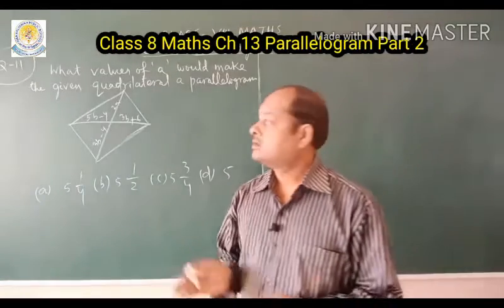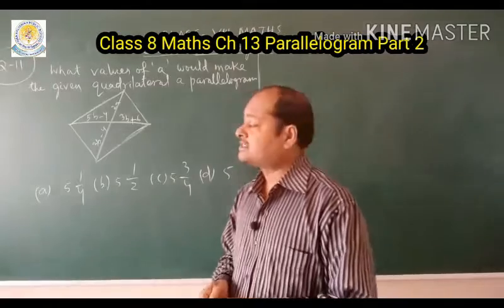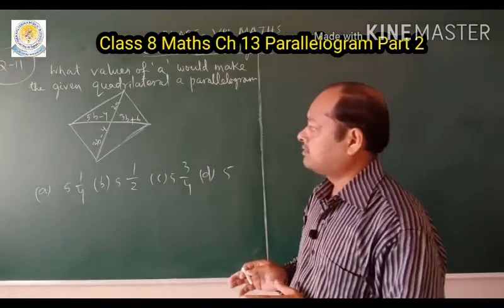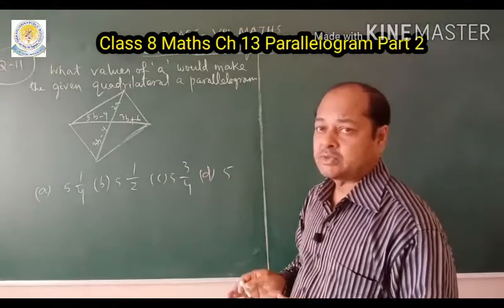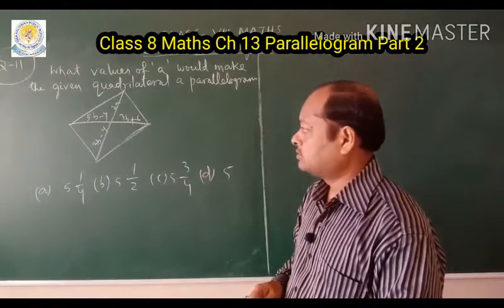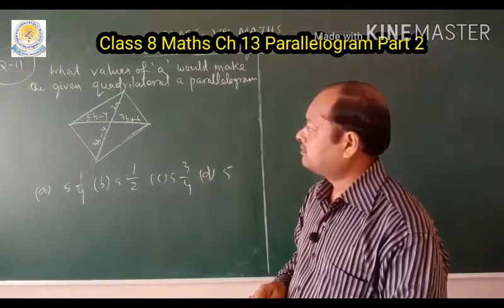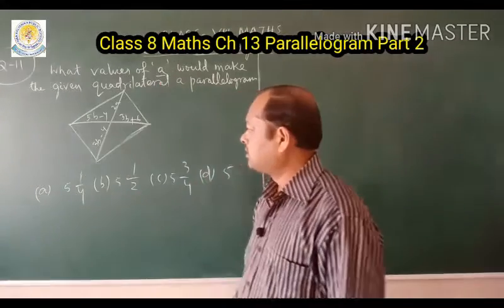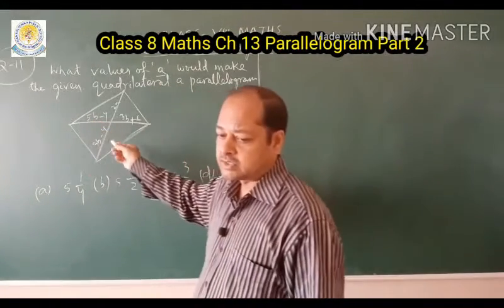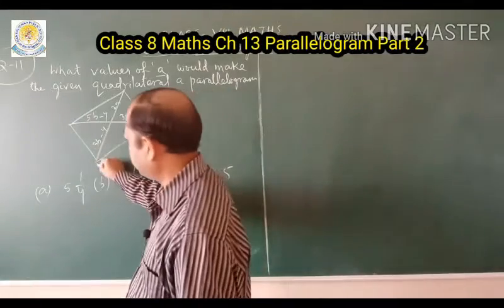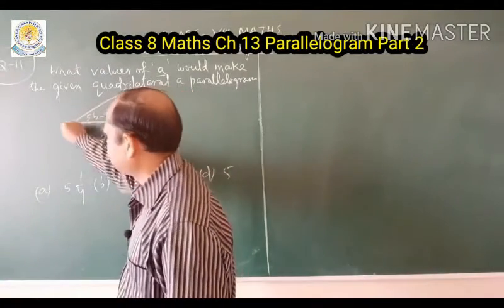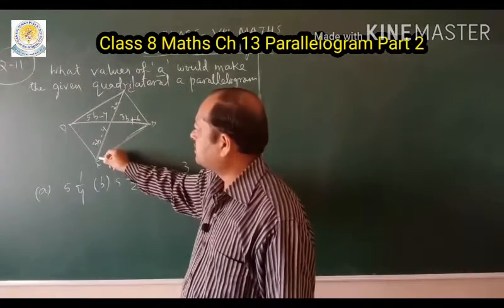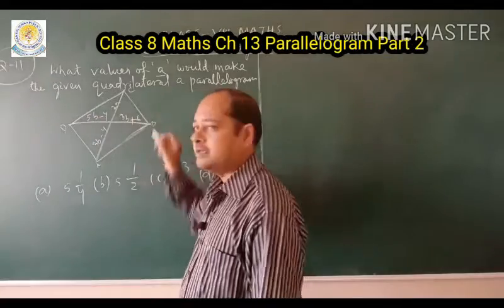Now look at question number 11. It says: what value of a would make the given quadrilateral a parallelogram? We have to use parallelogram properties and find out the value of a. Look at this figure. The name is not given, so suppose you give the name ABCD, and these are the diagonals. AC is a diagonal and DB is a diagonal.